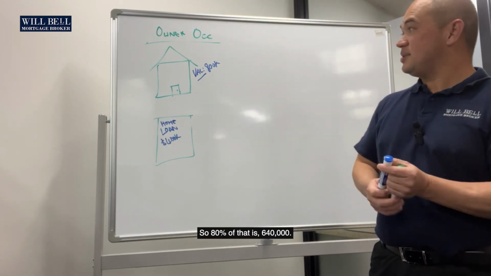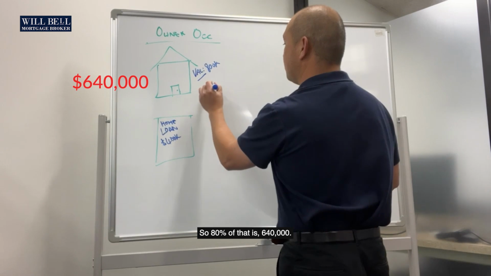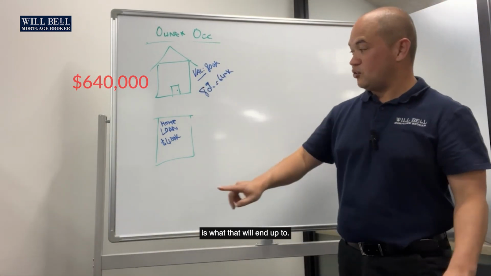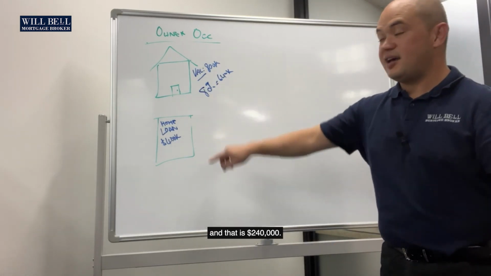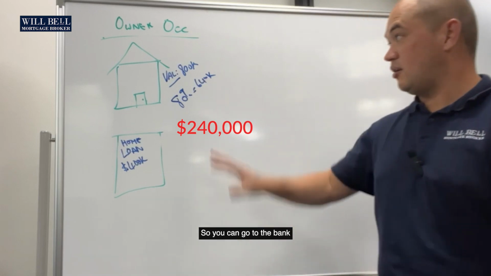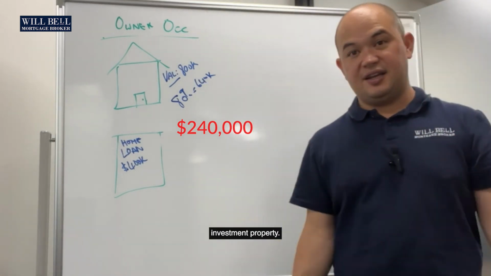So 80% of that is $640,000. So your $640,000 is what they will lend up to. The current loan is $400,000. So the difference between that and that is $240,000. So that's how much equity you can tap out. So you can go to the bank and say, hey, give us some extra money. We want to buy an investment property.